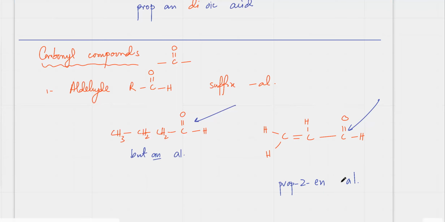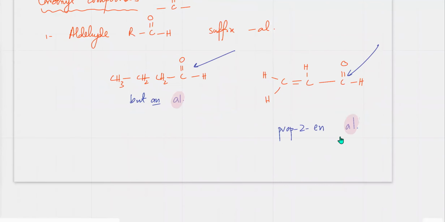Yes, sir. And so any aldehyde is going to be named in exactly the same way. It's going to end with al. That's going to be our suffix, the ending part. And in the middle, it's going to be an and en. You have to decide whether it's saturated or unsaturated. And similarly, you have another one, which is ketones.